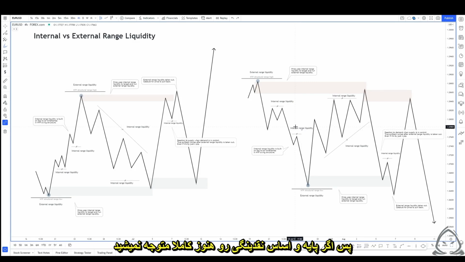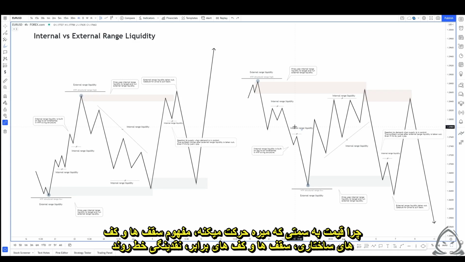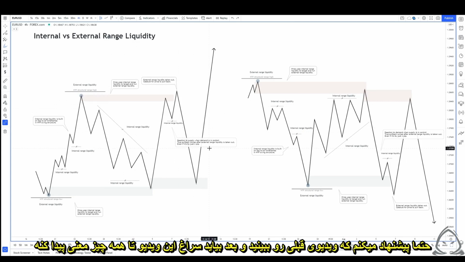So if you still don't fully understand the basics of liquidity, why price is moving to where it's moving, the concept of structural highs and lows, equal highs, equal lows, and structural trendline liquidity, I highly recommend checking out the previous video and then coming back to this video so that everything makes sense.